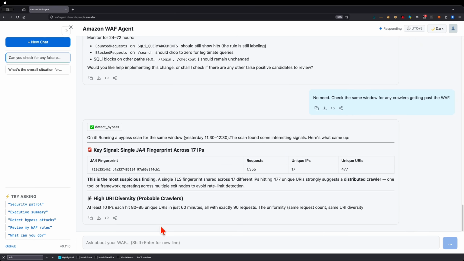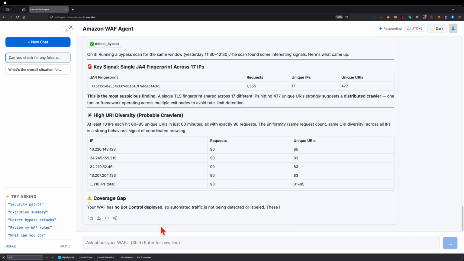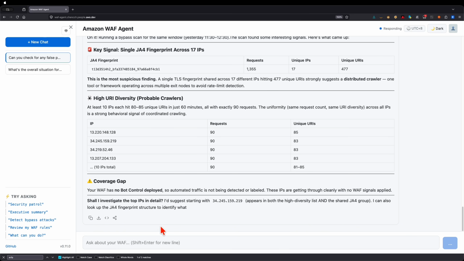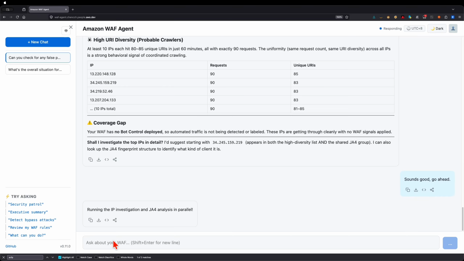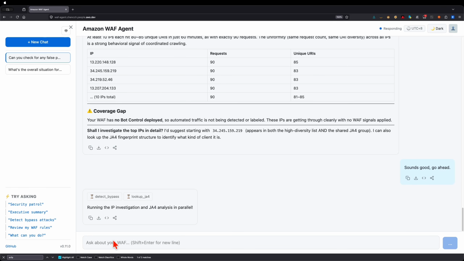The agent finds a suspicious distributed crawler getting through. It also notices my WebACL doesn't have bot control configured, and suggests I investigate the suspicious IP further. I say, go ahead. Then the agent starts the IP investigation and JA4 analysis in parallel.